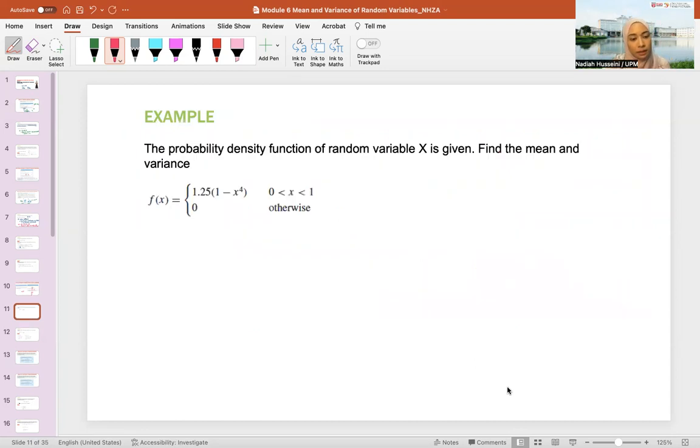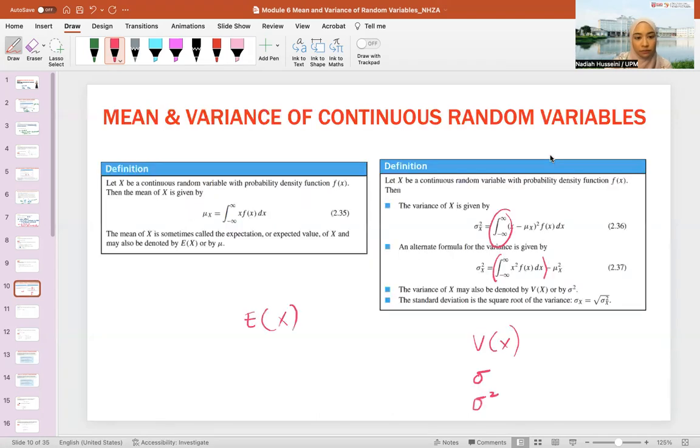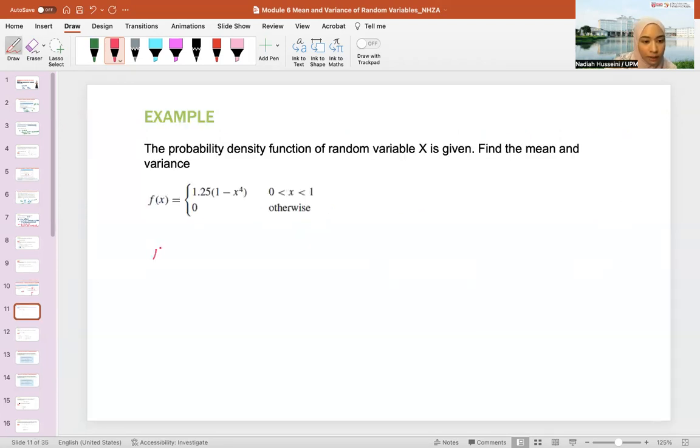Okay, so let's do an example. The probability density function of random variable X is given. Find the mean and variance. So this is a continuous probability density function. We need to find the mean. So the equation for the mean is mu x, integrate minus infinity to infinity x fx dx.